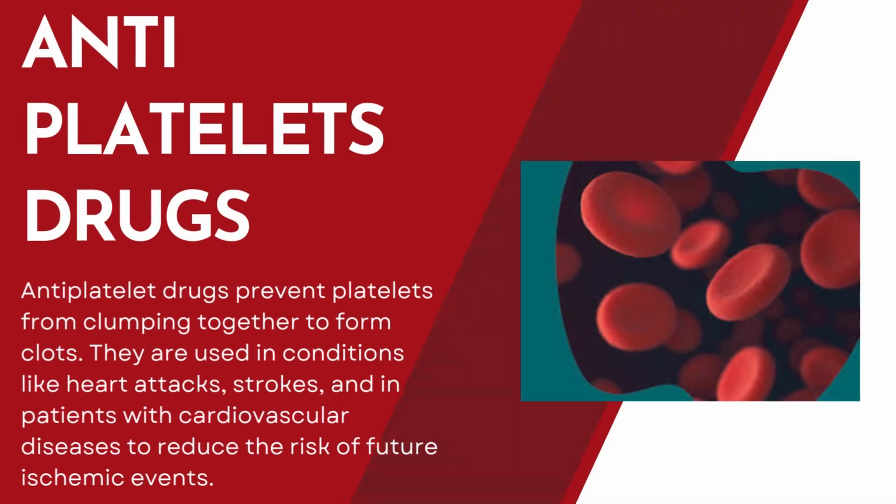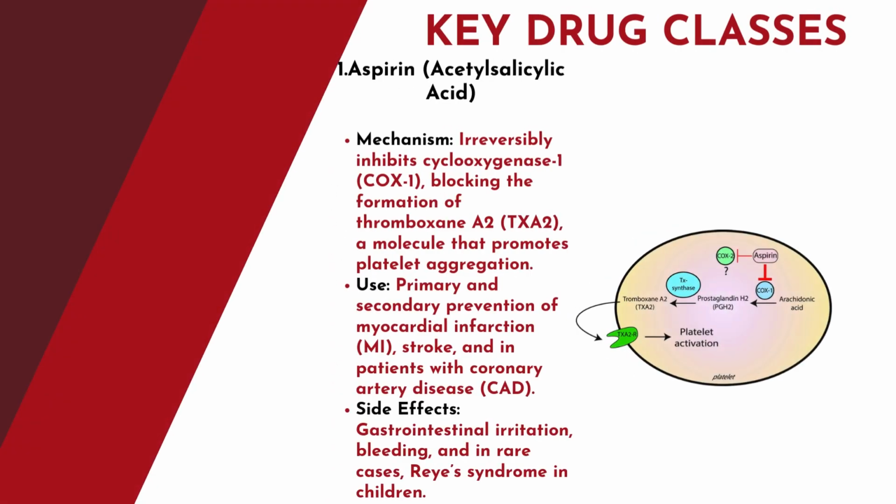The next class to dive in is antiplatelet drugs, which prevent platelets from clumping together to form clots. Key classes of antiplatelet drugs are: 1. Aspirin, acetylsalicylic acid. Mechanism: irreversibly inhibits cyclooxygenase 1, COX1, blocking the formation of thromboxane A2, a molecule that promotes platelet aggregation.